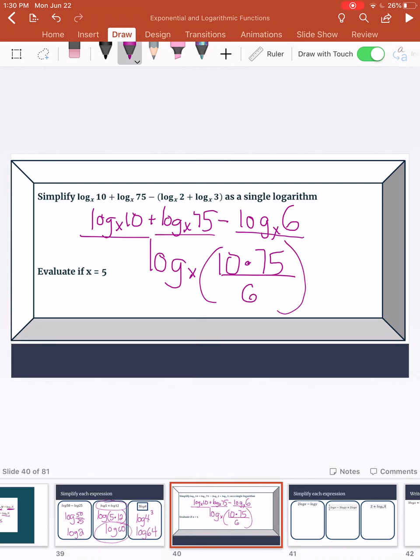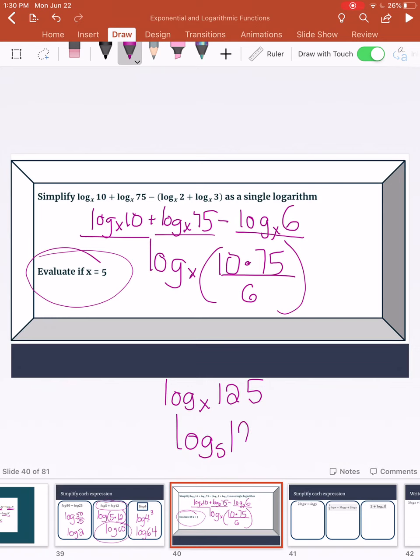Okay, so now I'm just going to go ahead and type this in my calculator. So log x, bracket 10 times 75 divided by 6 should give me 125. So my simplified expression is log x 125. Okay, and then if you evaluate and you just substitute a 5 in for that x, type that in your calculator, you should be able to evaluate to an answer of 3.